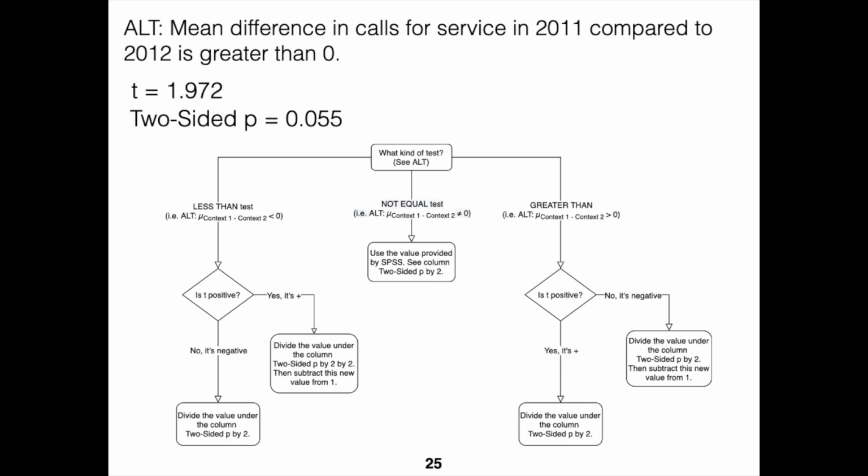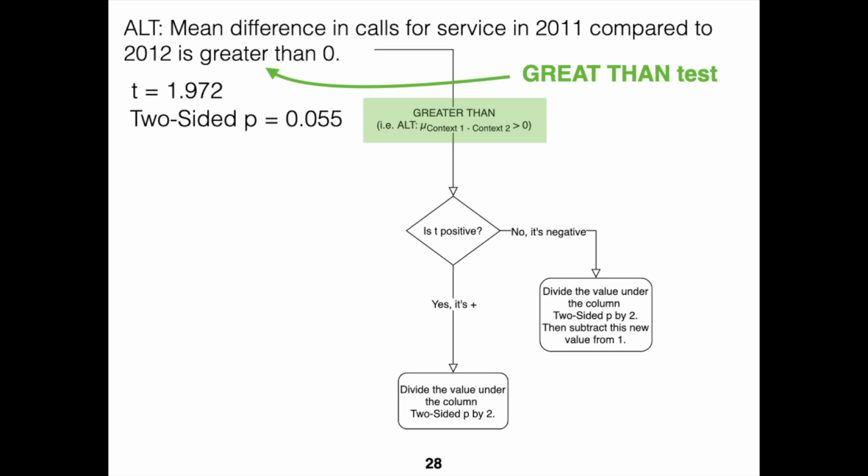To do this, we also need our alternative hypothesis. Here we have our alternative hypothesis that the mean calls for service in 2011 was greater than those observed in 2012. And we need this alternative hypothesis because this is going to tell us which of those 3 paths we're going to go down to find that true p-value. In this situation, we see this word greater than. So we have one context that we think is greater than the next context. Here we're doing this greater than test, so we're going to go down this 3rd path.